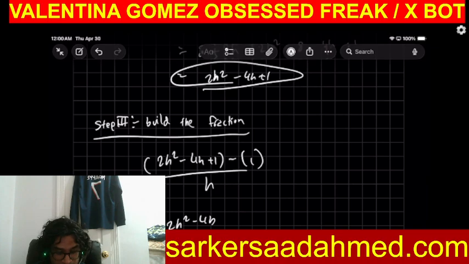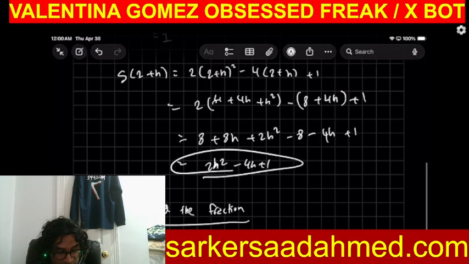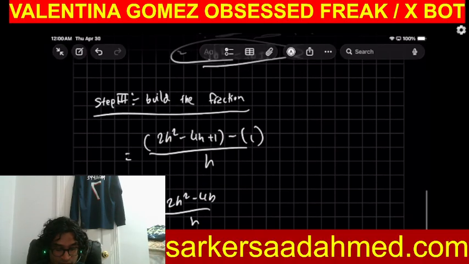Am I right? 2h square minus 4h plus 1 minus 1. Or did I make a mistake? 8 is 0, 1 minus 1 is 0. 8h minus 4h, 2h square minus 4h. We good? So it'll be 2h square minus 4h divided by h, which is 2h minus 4.